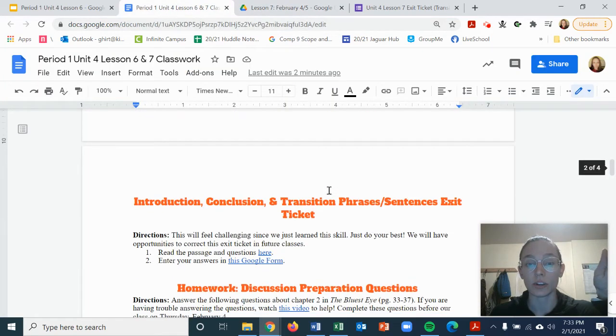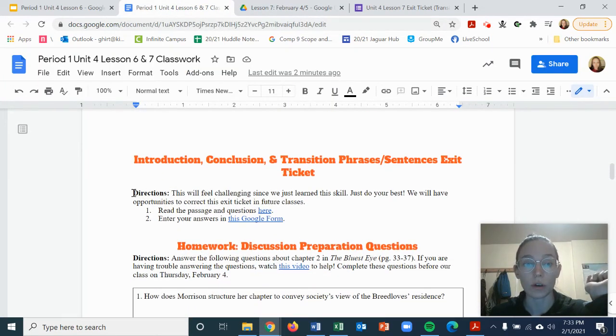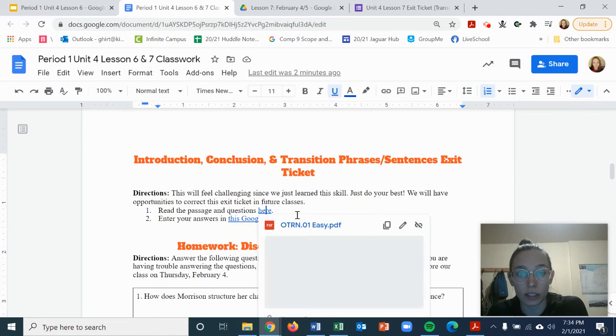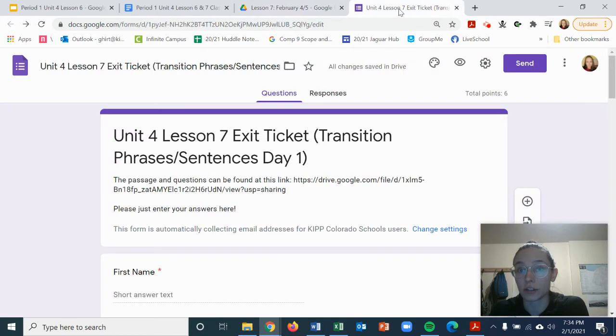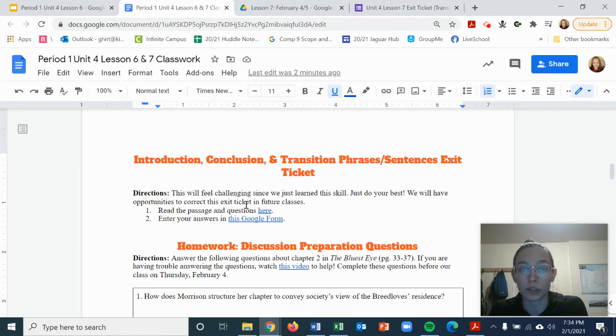It is linked in your classwork document. So this will feel challenging. This is a somewhat more challenging passage about a topic you may not be familiar with. All I want you to do is your best. We just learned this skill. You're going to have opportunities to correct this exit ticket in future classes, so please don't freak out about your grade. The passage and the questions are linked right here. And then you're going to enter your answers into this Google form. So both of those things are linked here. So go ahead and pause and complete the exit ticket now.